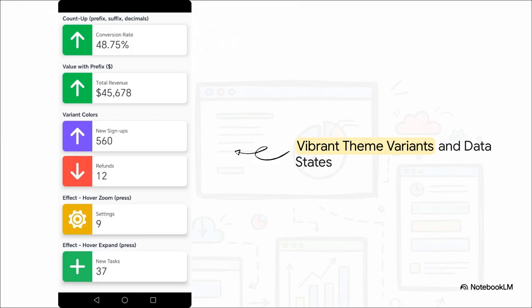You don't even have to read the word refunds to know that a red downward arrow signifies something needing attention or maybe carries a bit of a negative connotation. Conversely, that vibrant purple accent immediately communicates a primary positive metric. It just clicks in your brain right away.